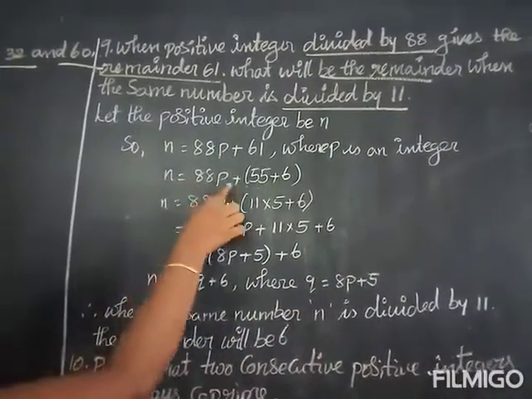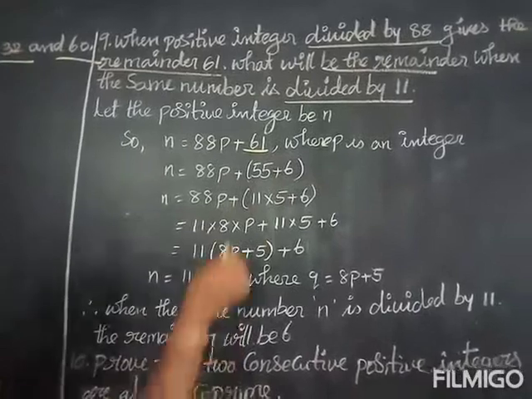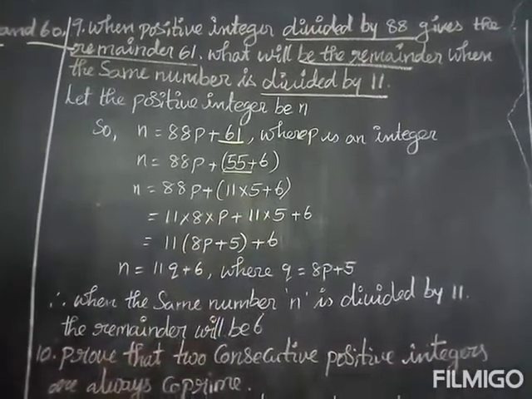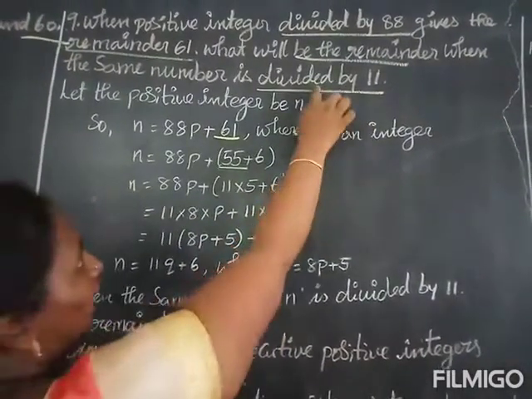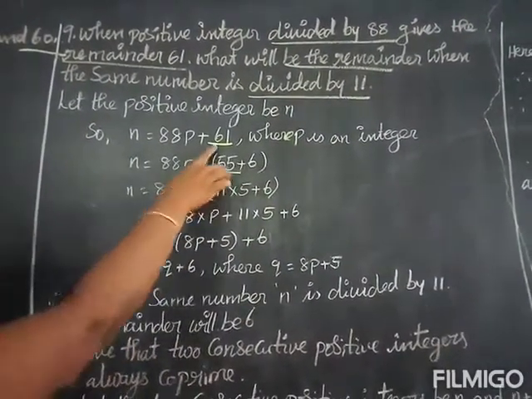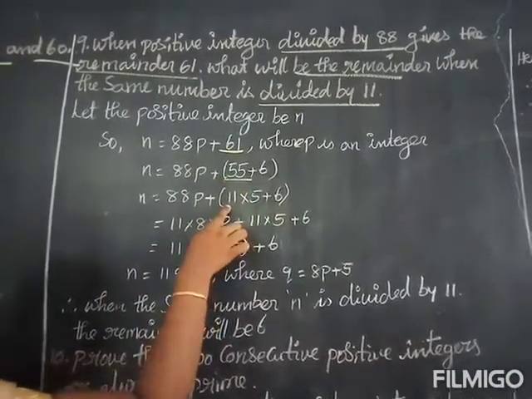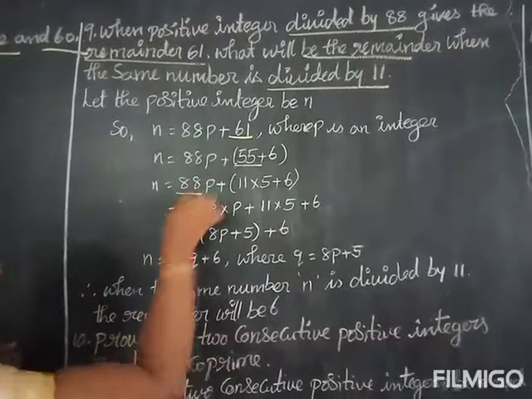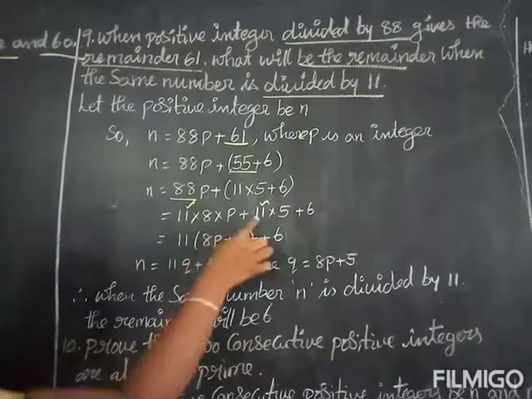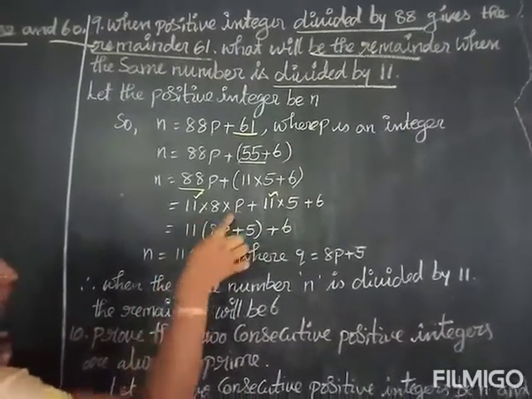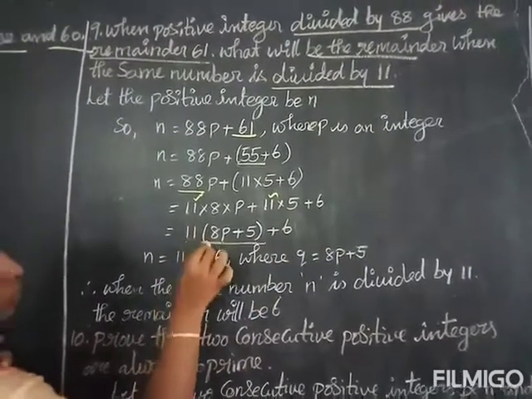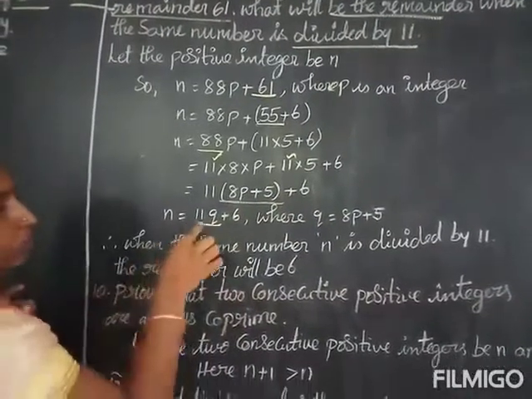n equals 88p plus 61, I am going to write 61 as 55 plus 6. This 55 I can write as 11 into 5. Why are we writing like this? Here they asked to divide by 11, so you have to write multiples of 11. That's why we are writing 61 as 55 plus 6, 55 as 11 into 5. 88 can be written as 11 into 8, isn't it? So in both these terms, you can take 11 as common. What is remaining here? 8p plus 5, plus 6. Now I am going to assume 8p plus 5 as q. So 11q plus 6.